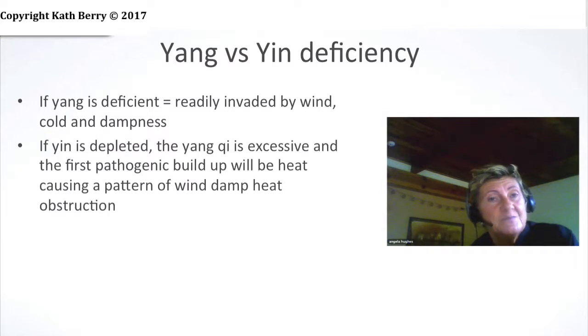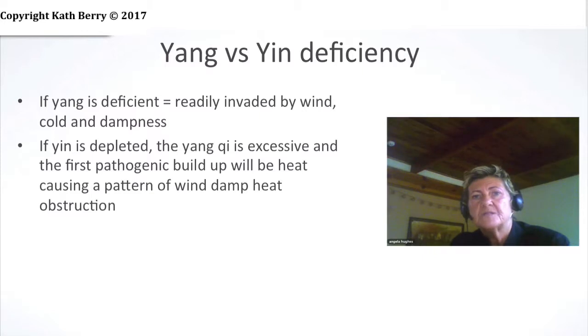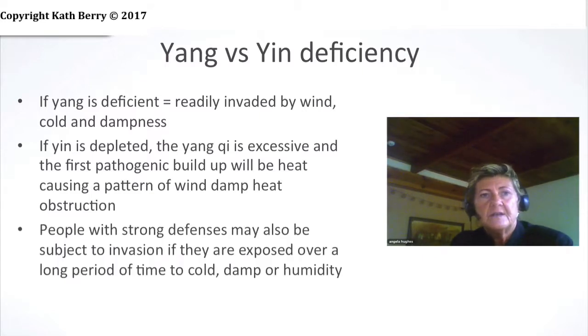If a person's yin is more depleted, the yang qi is excessive, and the first pathogenic buildup is going to be heat, which is going to cause a pattern of wind, damp, and heat obstruction. People with strong defenses may also be subject to an invasion if they're exposed over a long period of time to cold, damp, or humidity. So even young people, if they have a basement apartment where the walls are wet or damp, their Wei Qi can be overwhelmed by a strong pathogenic factor from being exposed over a long period of time.